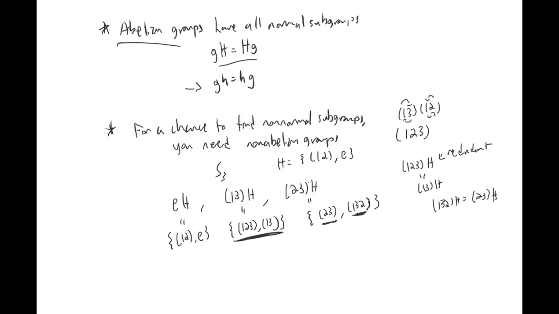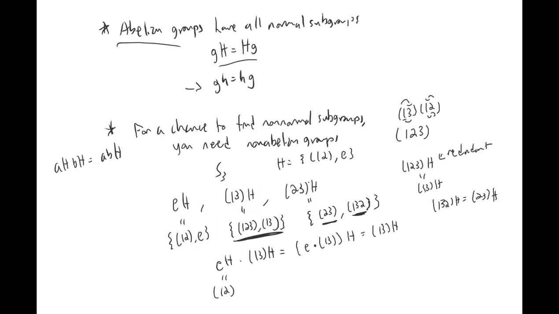Okay, so from here, this is not abelian. Let's check eH times (1 3)H. If this is well defined, then this should just be (1 3)H, because this is e circle (1 3)H. We defined the operation to be like this. But e with whatever identity is just (1 3)H. But this is not true, because there's an element here.